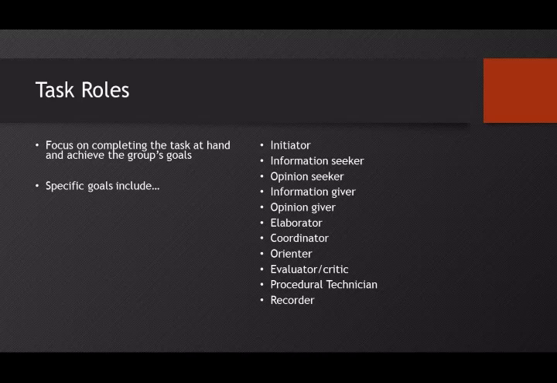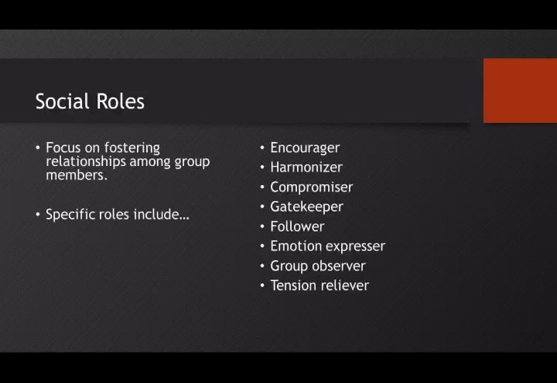Another thing to remember is that you could hold multiple roles at once. These are not mutually exclusive. So perhaps you're taking on a couple of roles in one particular group so that it helps the group meet their goals. Similarly, you can have a task role at the same time that you're also engaging in a social role. And a social role is really dealing with the relationships and fostering the relationships between individuals within the group.